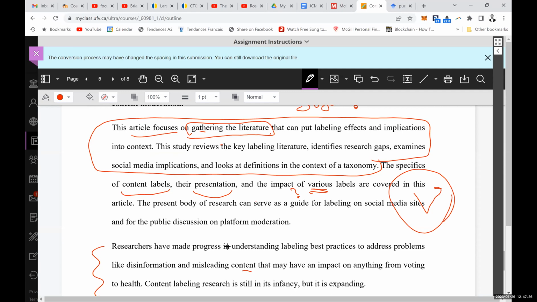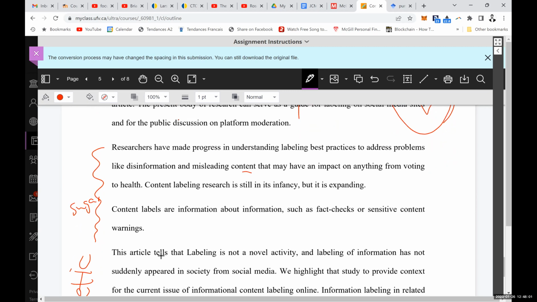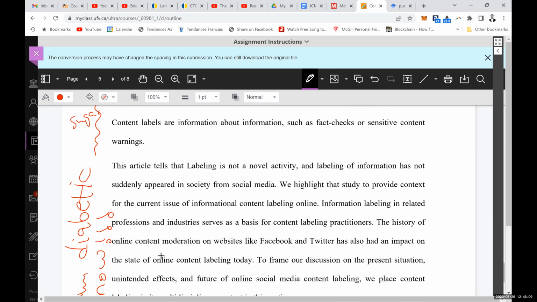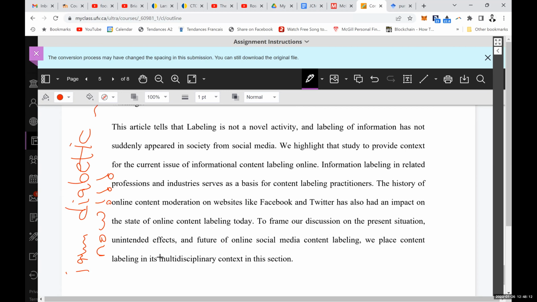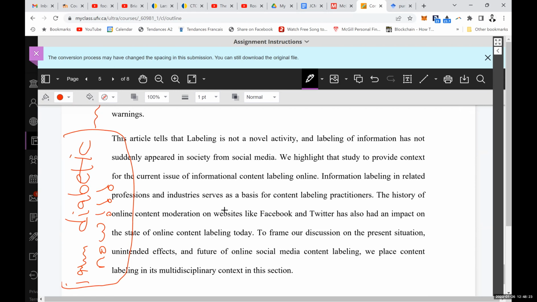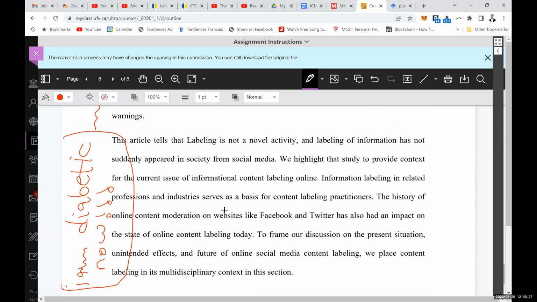Even here, it says content labels, presence of warning labels. Oh, that's great. I started, a little bit of a bowl here. And the impact of various labels. I need to know more about various. Why did you stop? So are covered in this article. Again, nothing I can use. Researchers have made progress in understanding labeling best practices. Good for them. Content labels are information about information. No kidding. This article tells that labeling is not a novel activity. You bet. So at this point, I've had so much sugar, I am diabetic now, and it's your fault. So sugar doesn't have nutrition.